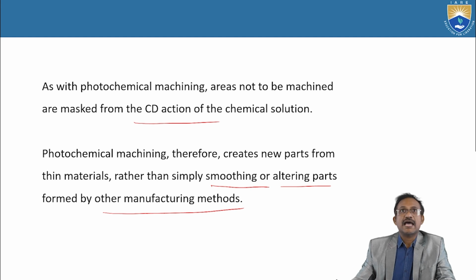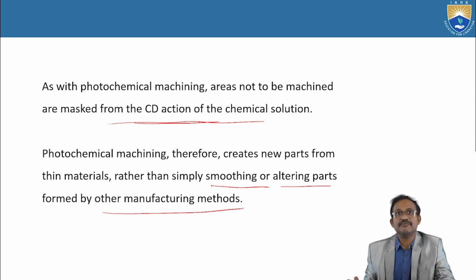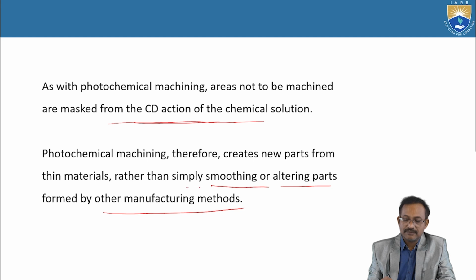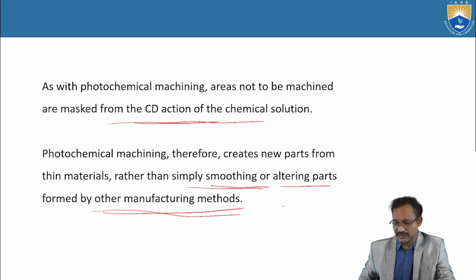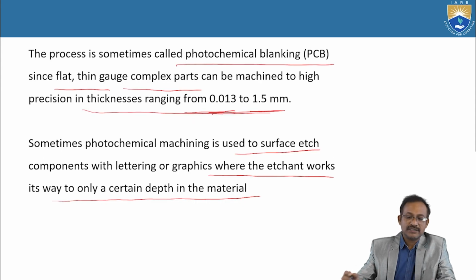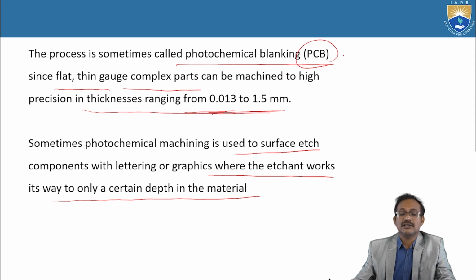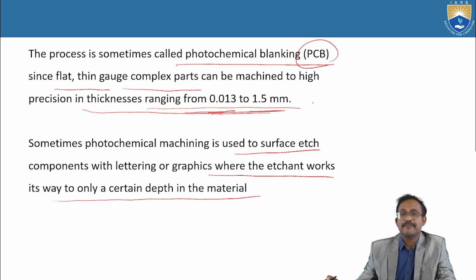As with photochemical machining, areas not to be machined are marked to protect them from the action of the chemical solution. Photochemical machining therefore creates new parts from thin materials rather than simply smoothing or altering parts formed by other manufacturing methods. The process is sometimes called photochemical blanking. This is an important one. And here the sheet's thickness ranges from 0.013 to 1.5 millimeters.